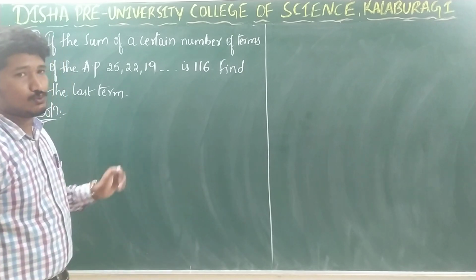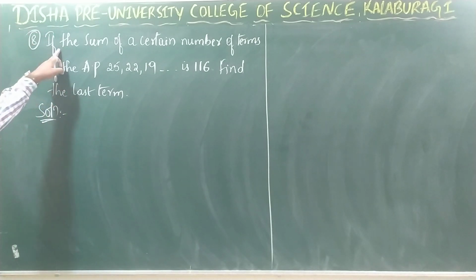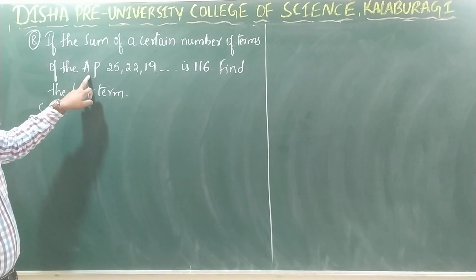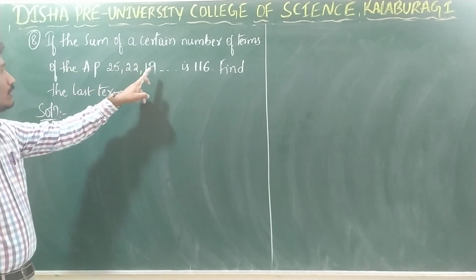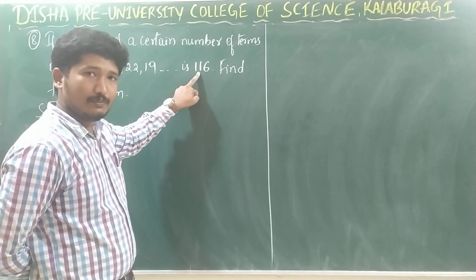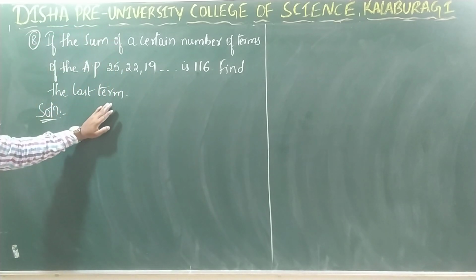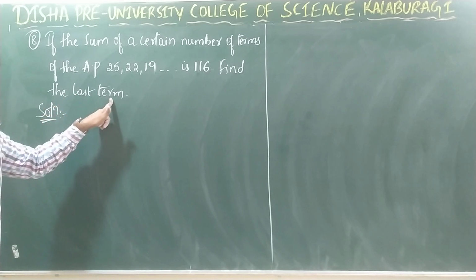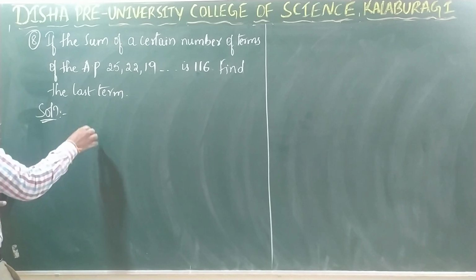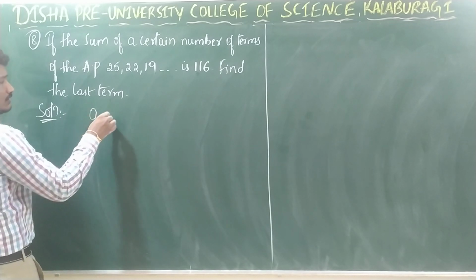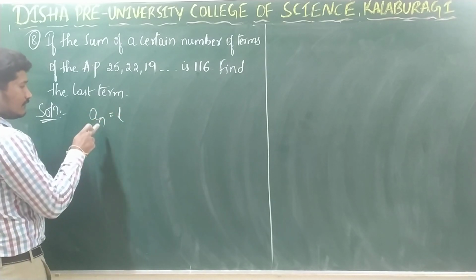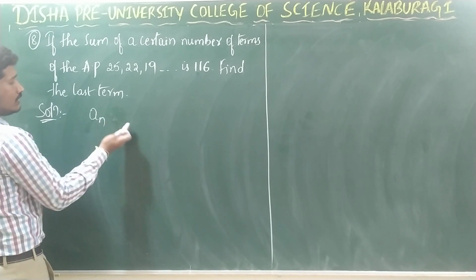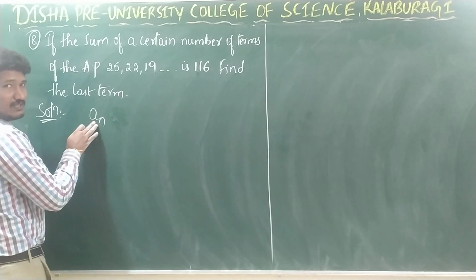Right. So the next one. If the sum of a certain number of terms of the AP 25, 22, 19, and so on is 116, find the last term. Right? So first thing, what are we asked to find out here? We are asked to find out the last term. That is, you can write it as L also. Right? If the nth term is the last term, we represent it by L. Right? You can take also an. So we are asked to find this.